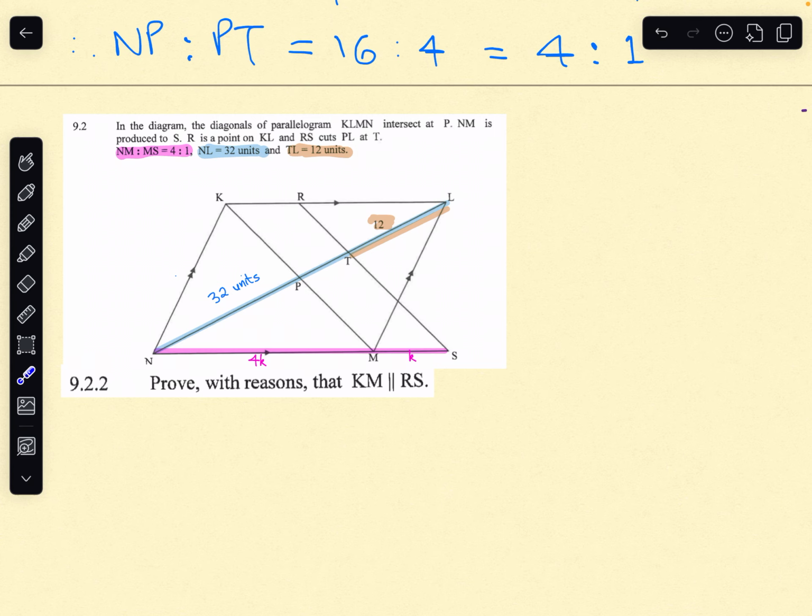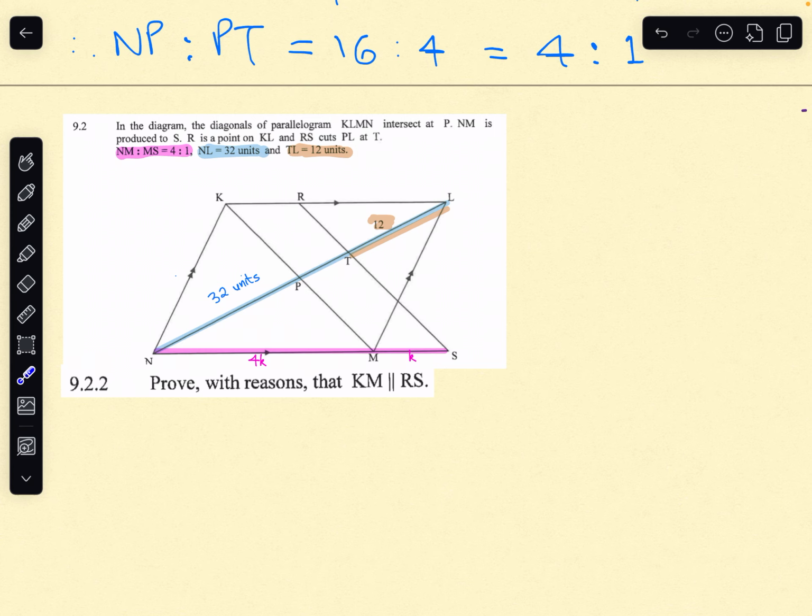Okay. So the proportion theorem says a line drawn parallel to one side of a triangle divides the other two sides of the triangle in the same proportion. And then the converse says if there's a line that divides two sides of the triangle in the same proportion, then that line must be parallel to the third side.